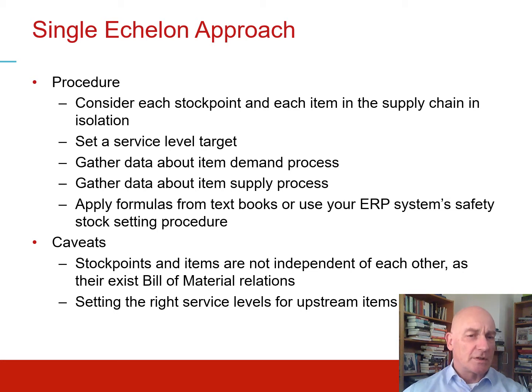The common way of doing so is just setting a service level target for ABC items, or just setting them 95% for all of them. So in that sense, it's really a heuristic.